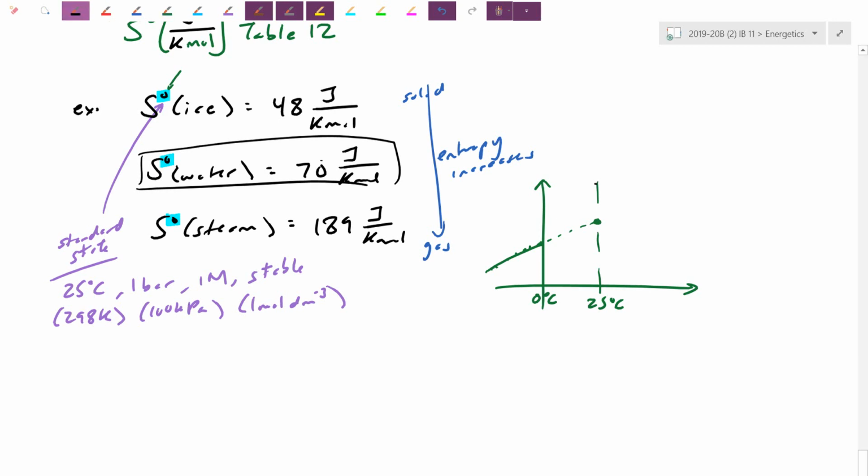Even though I know the real water actually is a liquid, it's actually a higher entropy. So there is a little bit of extrapolation involved here. Just watch out for that. It's just so that I can make a comparison between the two of them.